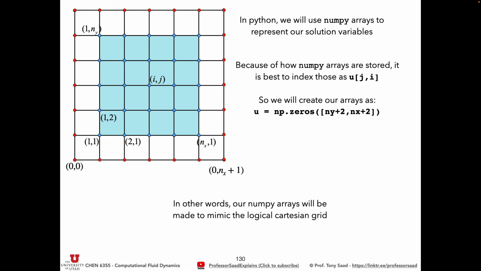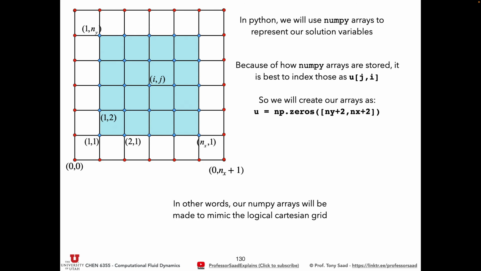In other words, our NumPy arrays will be made to mimic the logical Cartesian grid. Now that is going to be super helpful because then I can reason about my NumPy array logically. I can say, give me all the points on this plane, or give me all the points on the left wall. Then I can easily think about it this way: all the points on the left wall, I need to go over all y and x equal to 0, for example. So it simplifies things quite a bit.